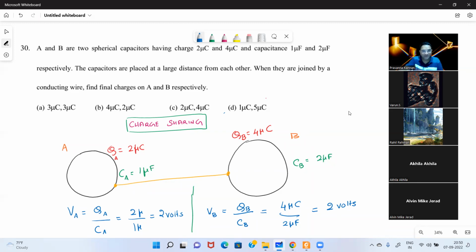So what is the answer going to be? Even after connecting by a conducting wire, the final charges will also be the same as what they were before. Initially, it was 2 microcoulomb and 4 microcoulomb. Now also it will be 2 microcoulomb and 4 microcoulomb. Have you understood? Yes, sir. Okay. You can take it down.